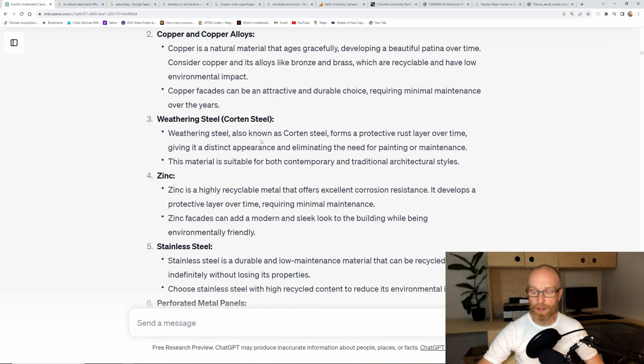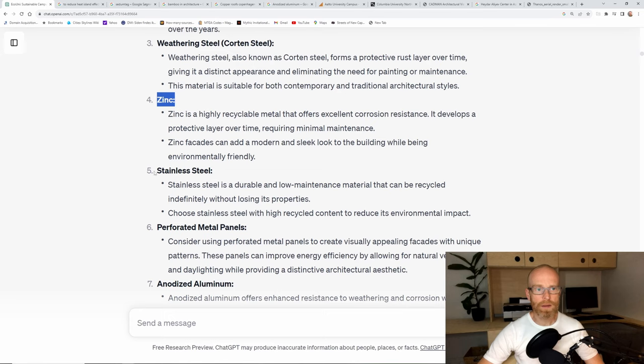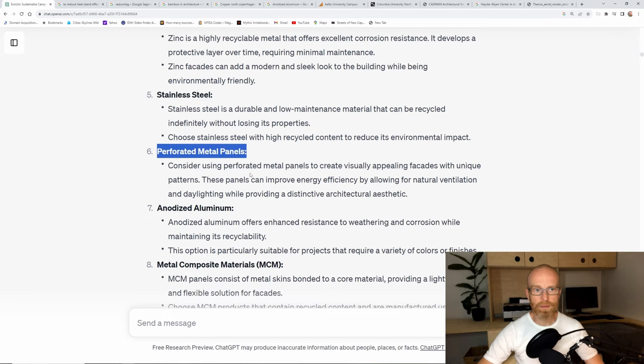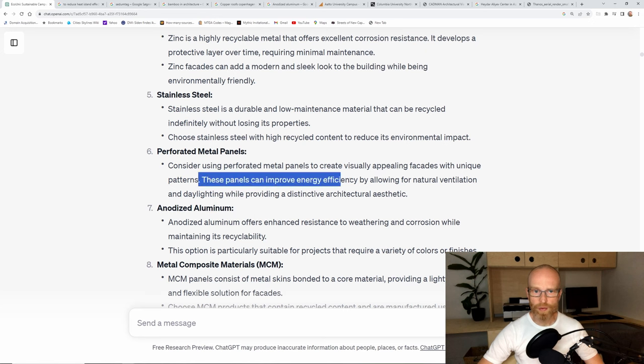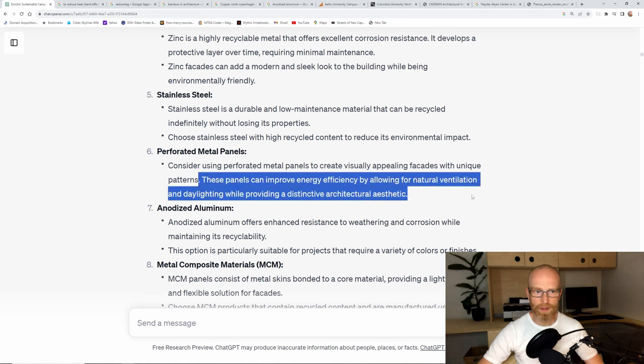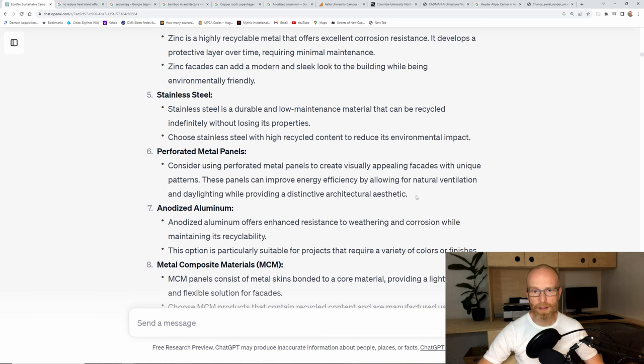It's very aesthetic. It's almost reddish rust material. And zinc, stainless steel, perforated metal panels. That's a good idea also. These panels can improve energy efficiency, allowing for natural ventilation and daylighting while providing a distinctive architectural aesthetic. And I would very much agree on that.